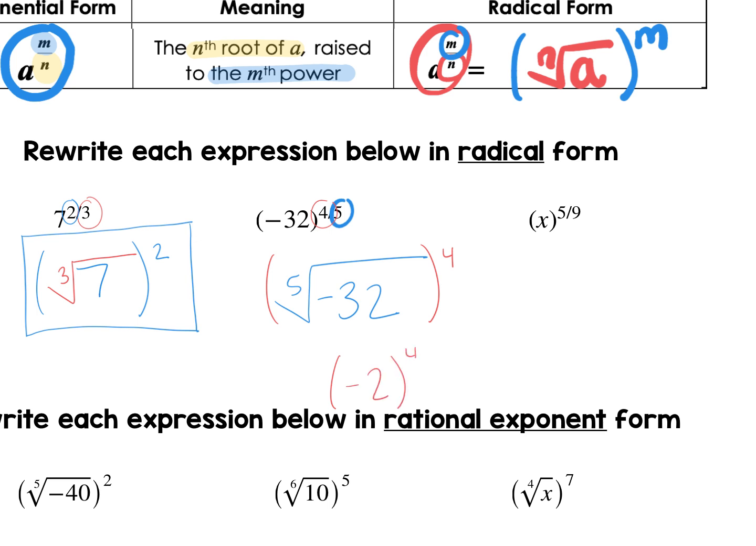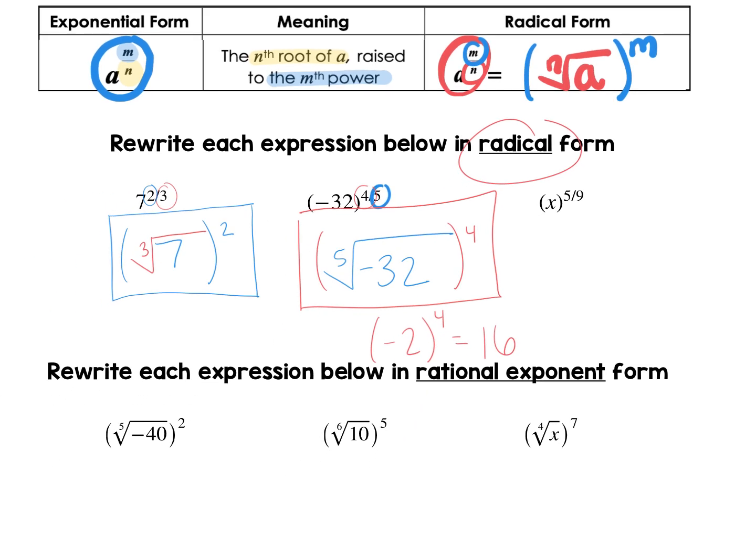It would be negative 2 to the fourth power, which ends up being negative 2 times negative 2 times negative 2 times negative 2, which is 16. But you're actually not supposed to do that. So this is your answer here because it wants it in radical form. So leave it with the root in it. So I'm just kind of highlighting our answers.